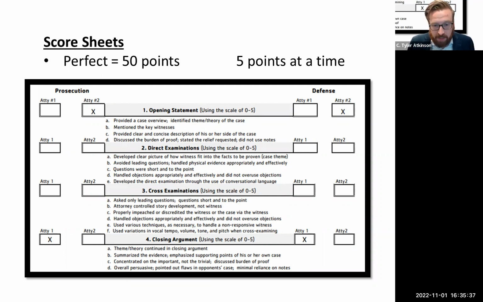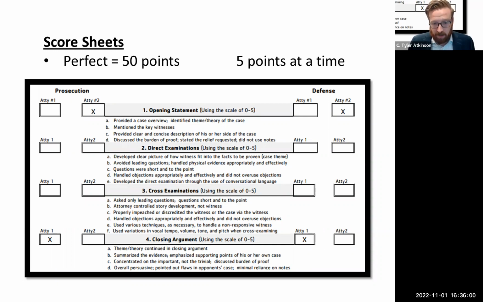In preparing your opening statement, you can go through and say, did I provide a case overview? Yes or no? Did I identify a theme and theory of the case? Did I mention the key witnesses? Did I provide a clear and concise description of his or her side of the case? Did I discuss the burden of proof and state the relief requested? And then also, did I not use notes?